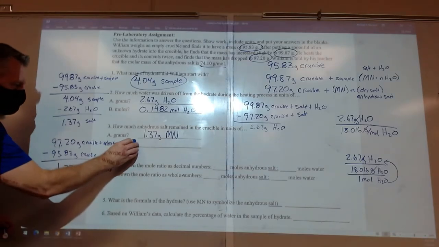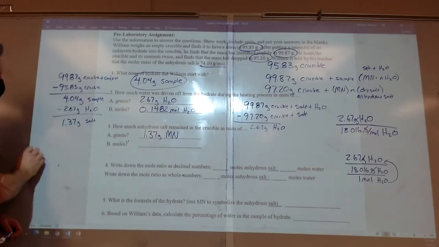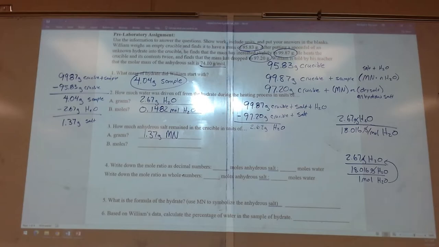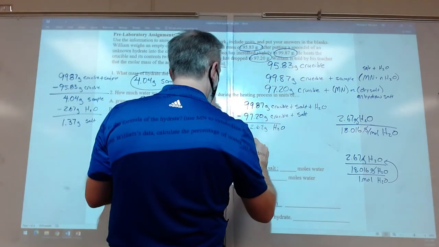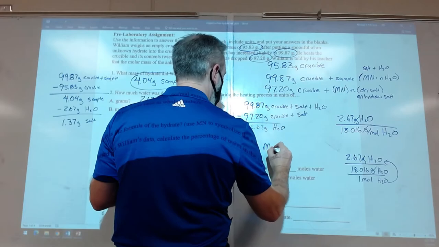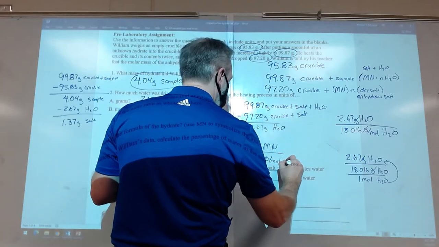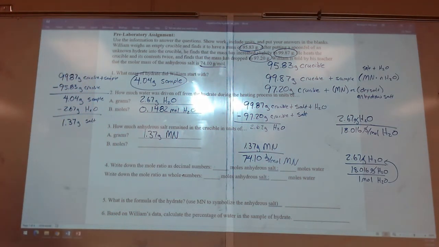I'm going to erase this just so I can... Everybody got this written down? One of these two ways to figure out... Okay. How do I get from grams to moles? Divided by what? The given molar mass, which in this case is 74.10. Very good. Let's go ahead and do that. So I've got 1.37 grams of MN and 74.10 grams per mole of MN. Grams are canceling. And after I do that, what do we end up with?